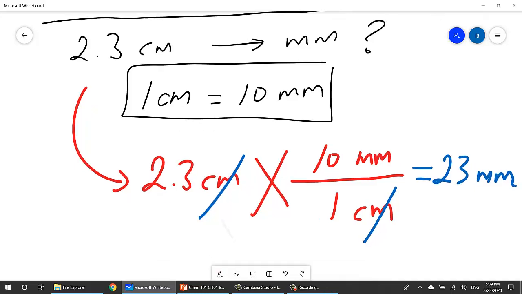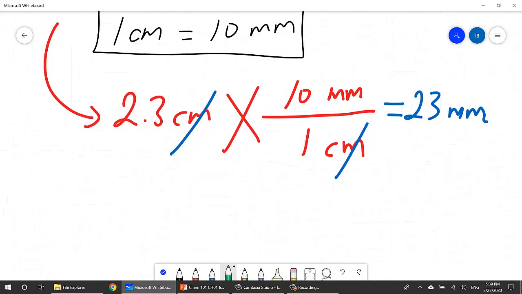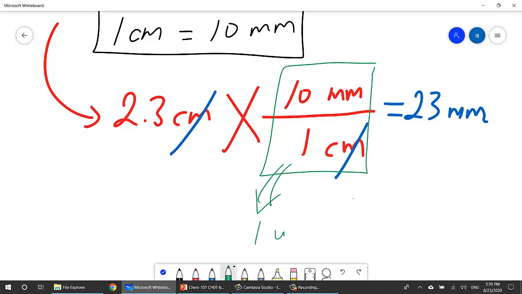Keep in mind here that what we are multiplying here, 10 millimeters divided by 1 centimeter, is actually equal to 1 unit. And in mathematics, we are allowed to multiply by 1. What we are doing here is only multiplying by 1. So 2.3 centimeters, we are multiplying it by 1 unit, because 10 millimeters is the same as 1 centimeter. And that's totally fine. So this is called the conversion factor, or the thing you are multiplying with.